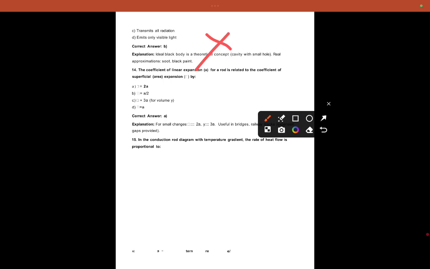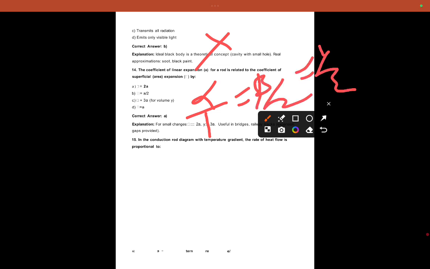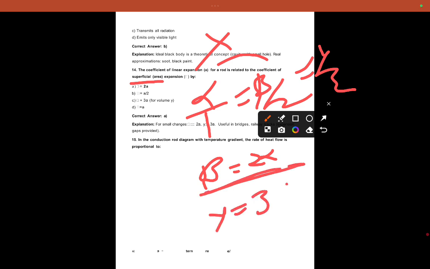Coming to question number 14. The coefficient of linear expansion, alpha, for a rod is related to the coefficient of superficial expansion. As I discussed, superficial means areal. Beta is 2 times alpha, and gamma is 3 times alpha. You have to remember this concept.